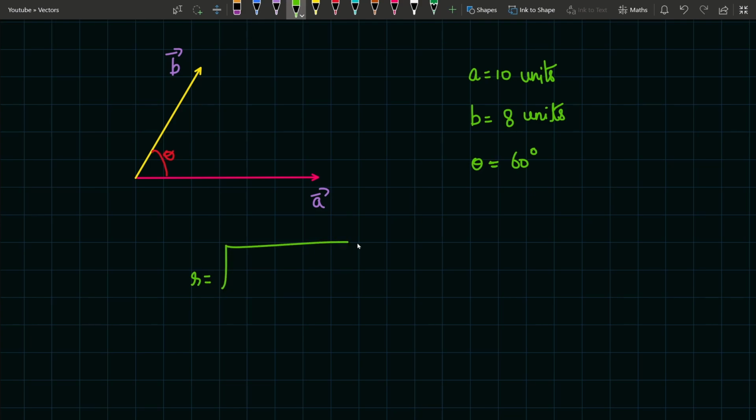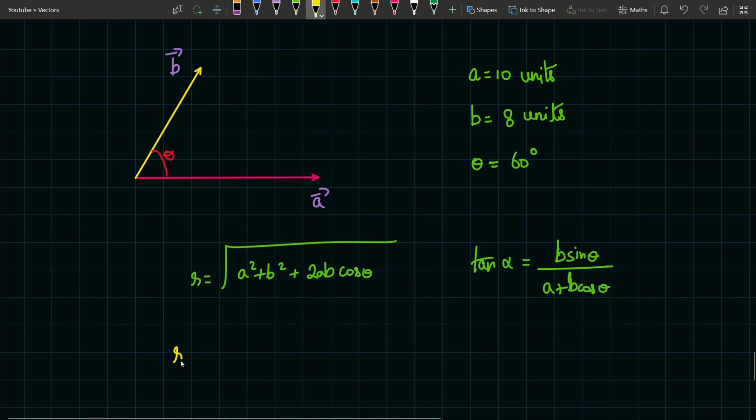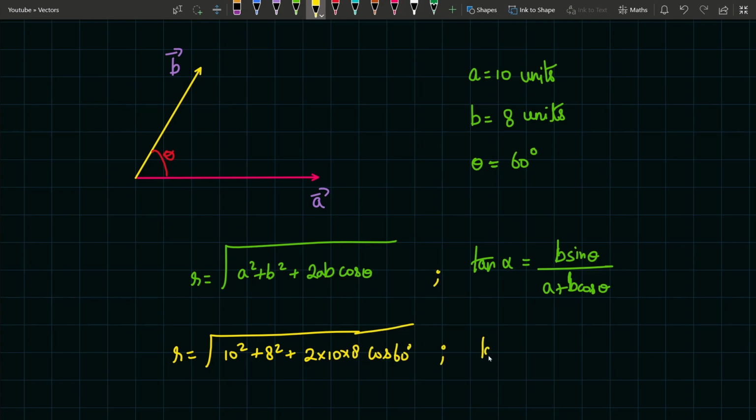Let's try to find the magnitude and direction of the resultant vector. So R is given by root of A square plus B square plus 2AB cos theta. The direction formula is given as tan alpha, and our objective is to find the value of alpha. So tan alpha equals B sin theta divided by A plus B cos theta. Let's use these two formulas to find the value of R and alpha. So R becomes root of 10 square plus 8 square plus 2 into 10 into 8 into cos 60, and tan alpha becomes 8 into sin 60 divided by 10 plus 8 cos 60.